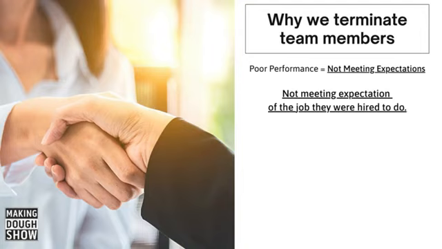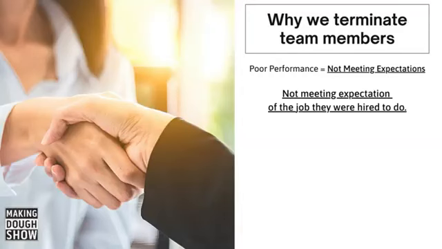Usually we terminate team members due to poor performance. And we don't want to use the words poor performance because poor is a vague term. So from now on, instead of saying poor performance, we're going to say not meeting expectation. So when a team member does not meet the expectation of the job they were hired to do, that is going to lead to their termination of no longer being part of this team.